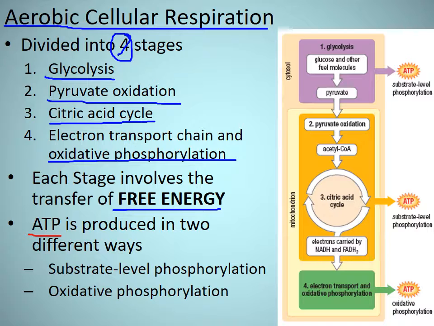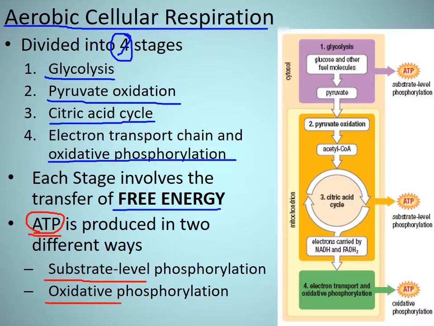Now, what I want you to notice here is that ATP is produced in 2 different ways: substrate level phosphorylation and oxidative phosphorylation. The difference between the two, and this could be a question on your test, is that substrate level phosphorylation is the formation of ATP with the help of an enzyme. So an enzyme is actually reforming ATP in this process.